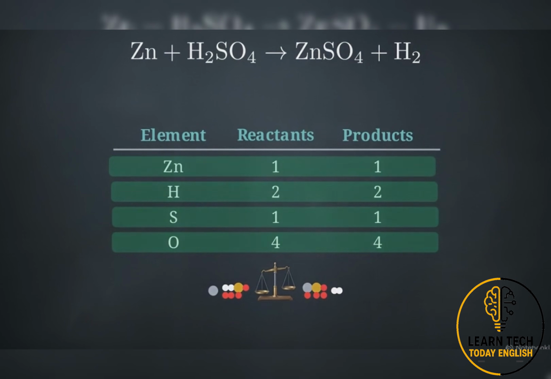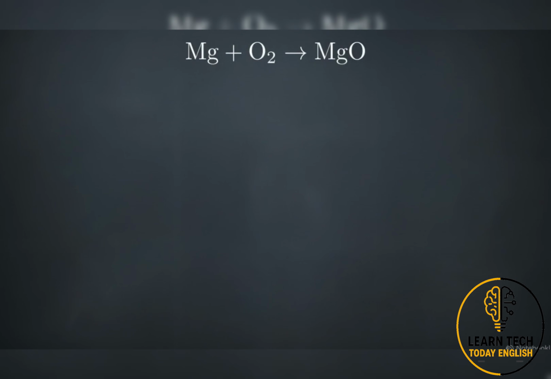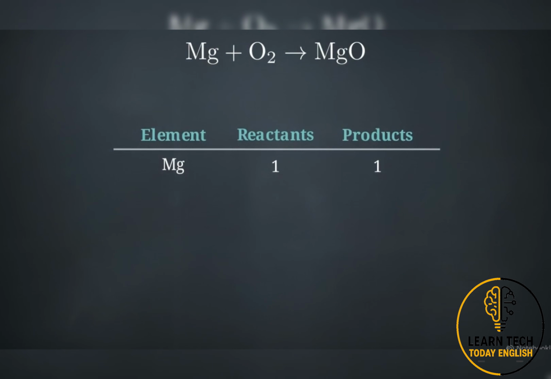Now, let's go back to our magnesium reaction. This is a skeletal equation. It identifies the chemical players, but if we look at the tally table, we have 2 oxygen atoms on the left and only 1 on the right. The scale tips because an oxygen atom is missing from the final product.